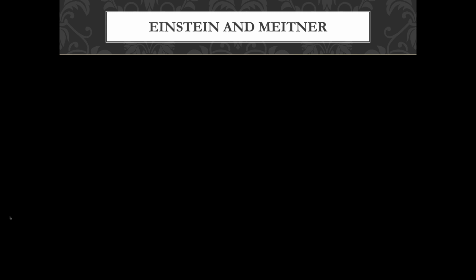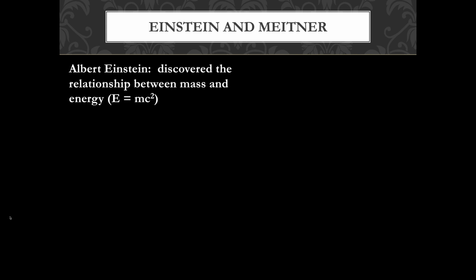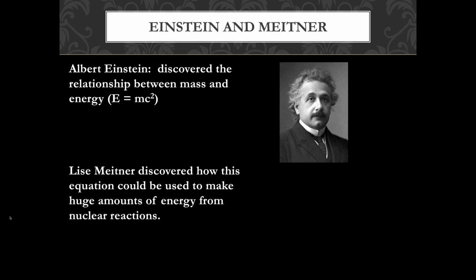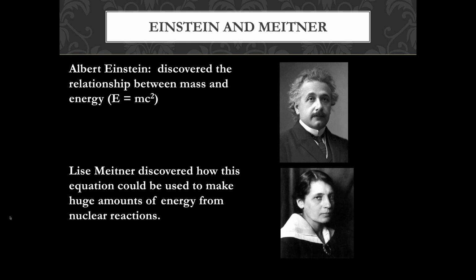First, where does this energy come from? Well, Albert Einstein discovered the relationship between mass and energy with his famous equation E equals mc squared. But it took Lise Meitner to discover how you could make use of this equation to extract large amounts of energy from nuclear reactions. Both of them have elements named after them, Einsteinium and Meitnerium.